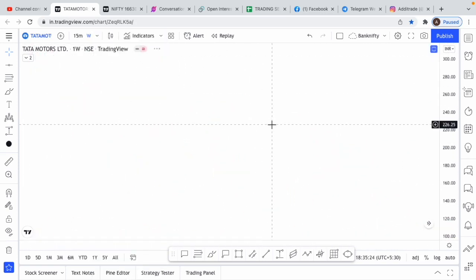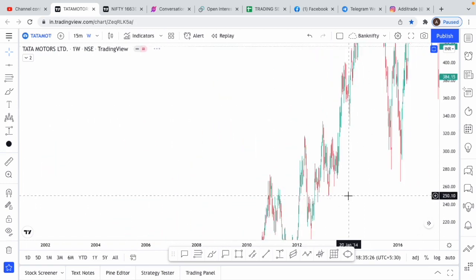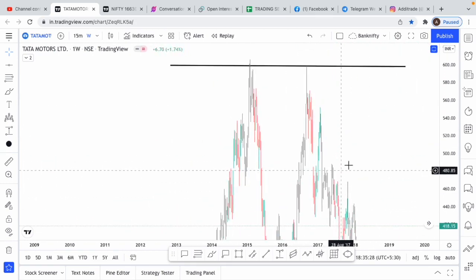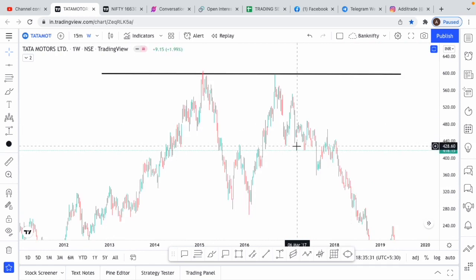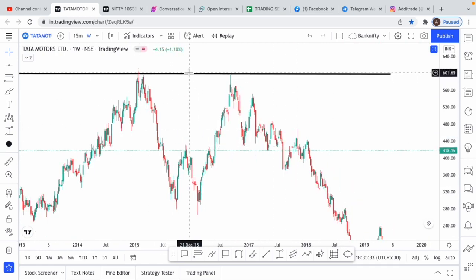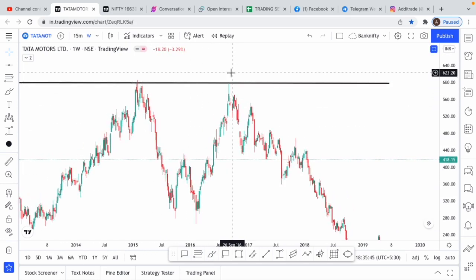A few months back we had a nice double top. Yeah, this was the double top. See, in Tata Motors we made a double top at 595 and then started slipping. A lot of people who don't know about this chart pattern would have thought this is going to break out and go to 1000 or so, but the moment this long wick came, that itself was confirming that this was a double top. Obviously I didn't trade this.